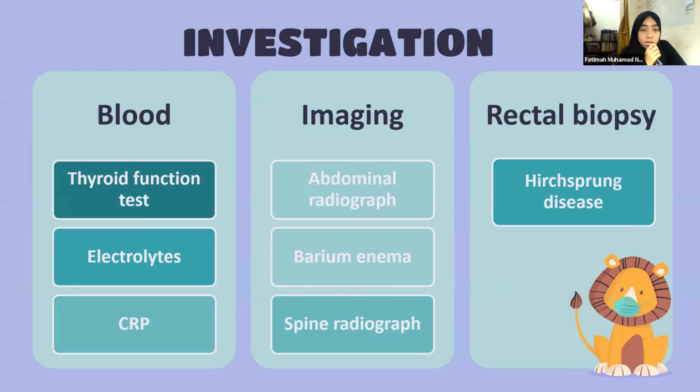So you want to do an abdominal X-ray to look for signs of intestinal obstruction, barium enema to rule out Hirschsprung disease, like the picture I showed earlier, and also spinal X-ray, because we want to look at any spinal pathology, which may also cause a defect in fecal emptying. And also rectal biopsy: if strongly suggestive of Hirschsprung disease, then you want to do a confirmatory diagnosis by doing a rectal biopsy.